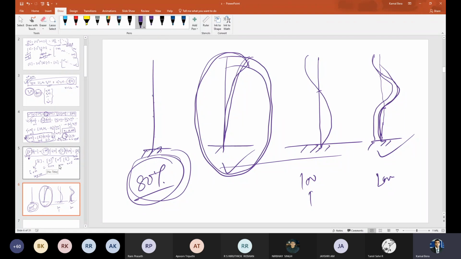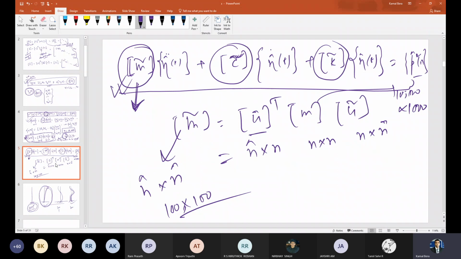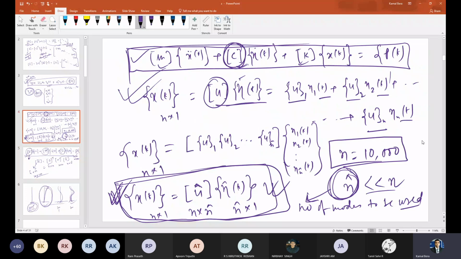Understood, right? So there can even be a quantification called the modal participation factor: how much a mode is participating. But we are not going into that detail here.